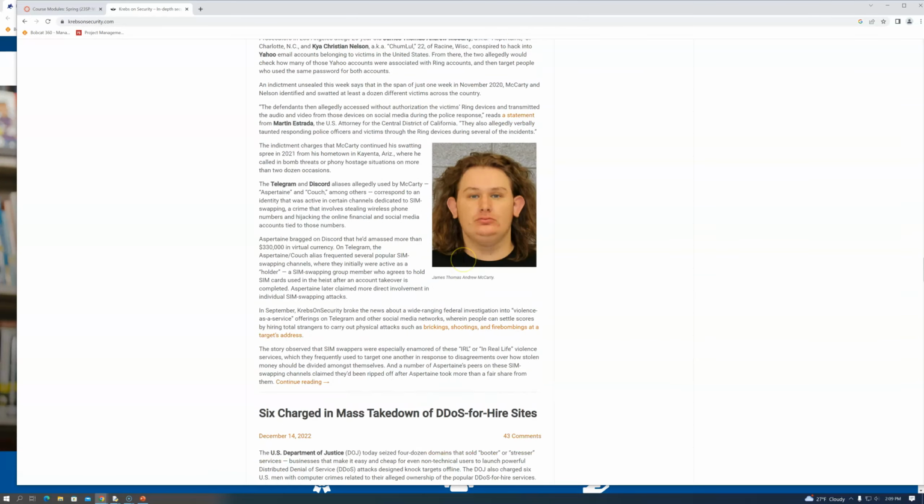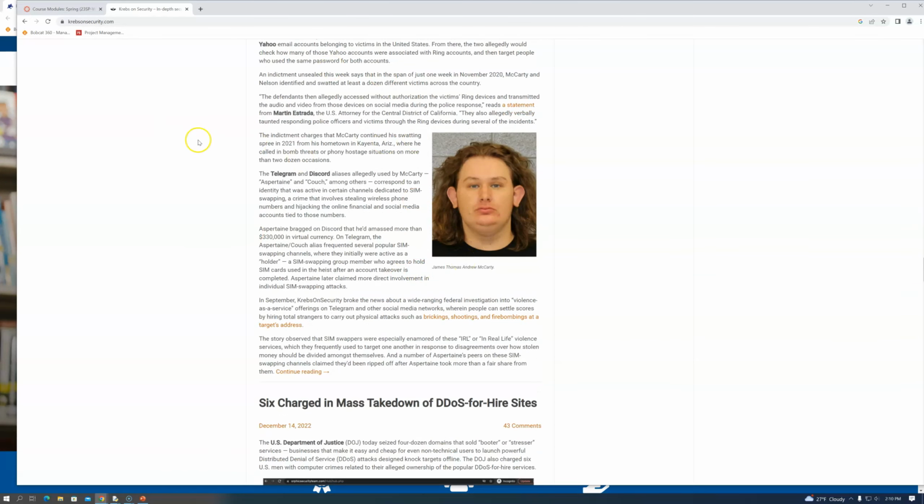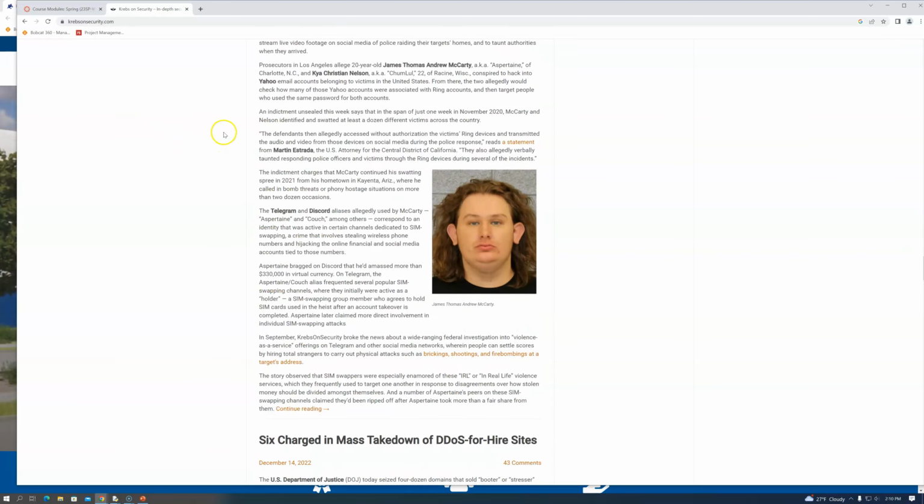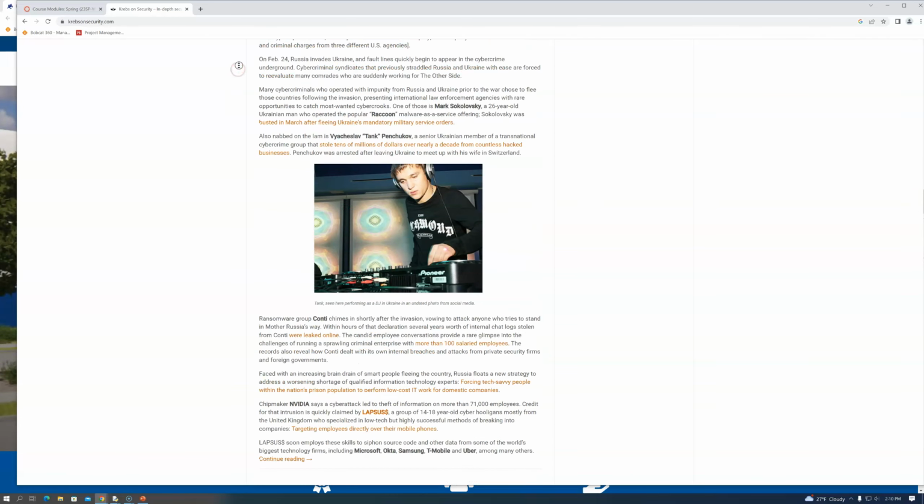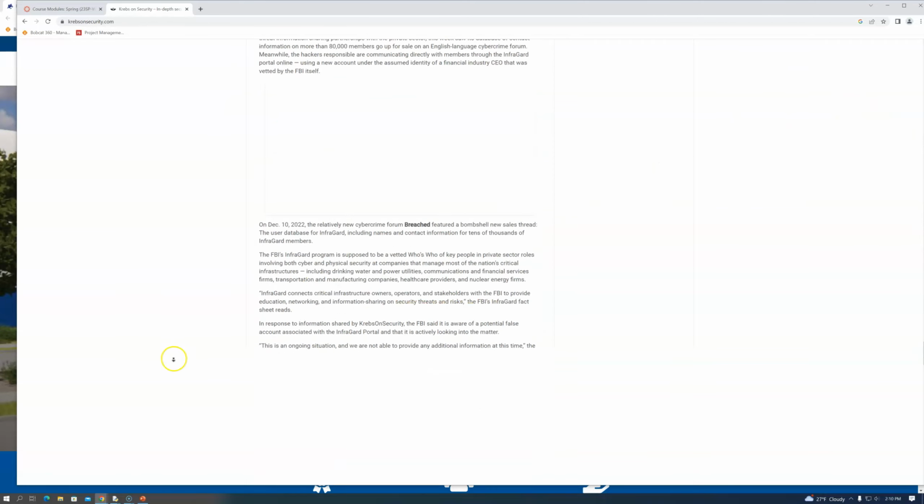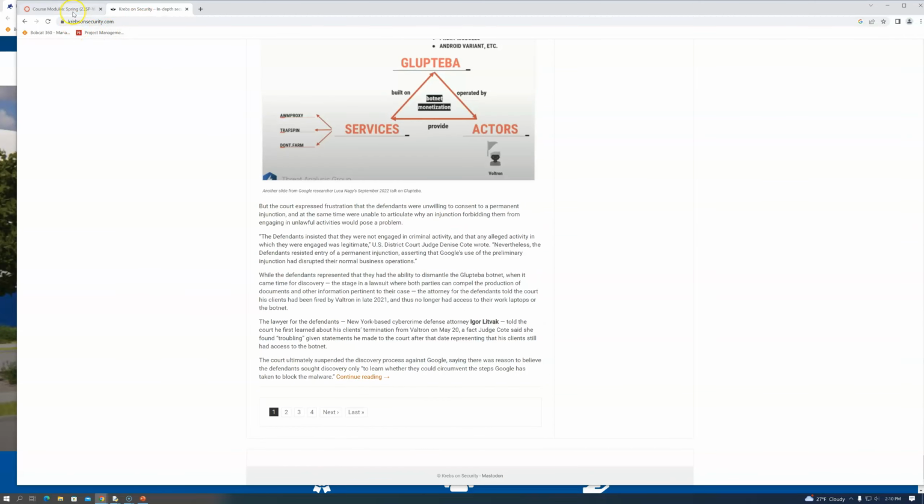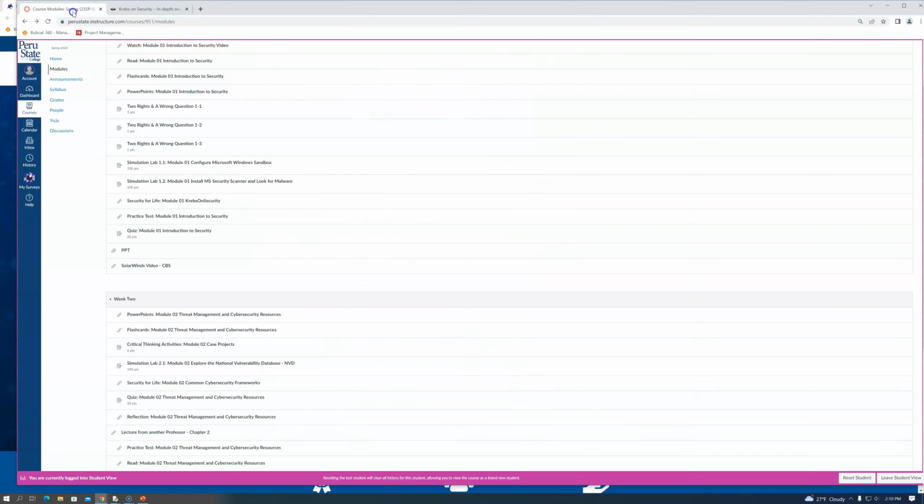So if you haven't heard the term swatting, that may be something you want to look at. We do a lot with Krebs on Security. It's pretty easy to read. They don't go into hideous technical detail that we don't need. It's kind of an overview of what happened in most cases.